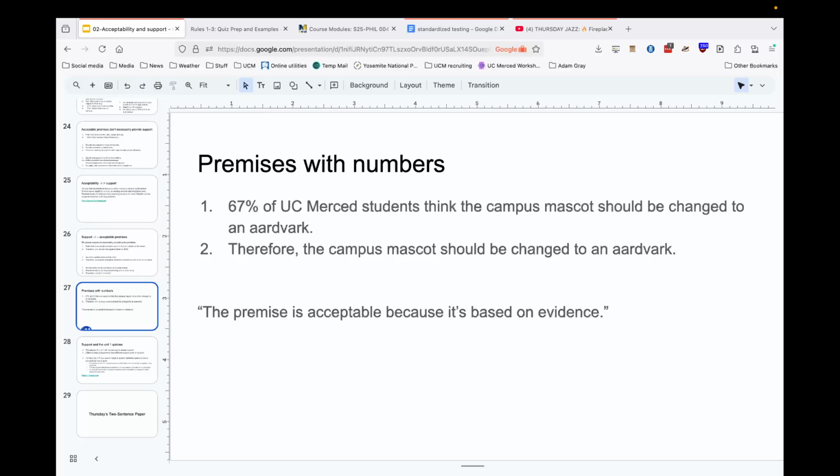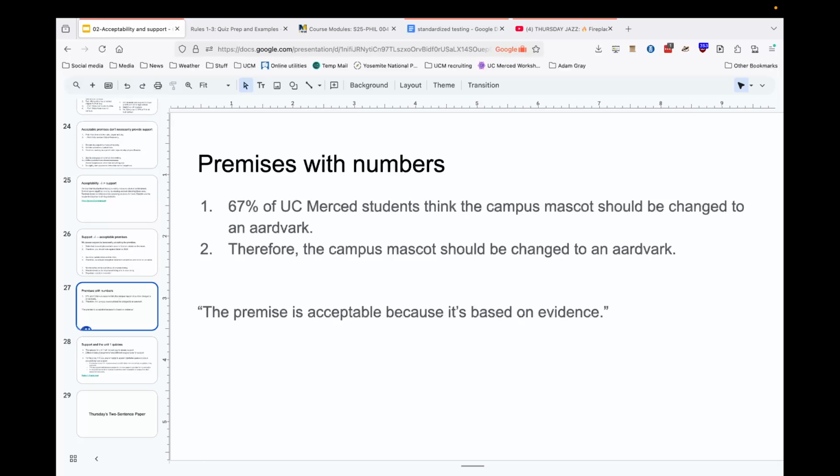In previous versions of this class, I would have a quiz on this stuff, and I would give an argument like this where the premise had a number in it. And a lot of students would give me an answer something like this. They would say that premise 1 is acceptable because it's based on evidence, or because it's giving a precise value. The point of this example is this premise is not acceptable. I made this number up.